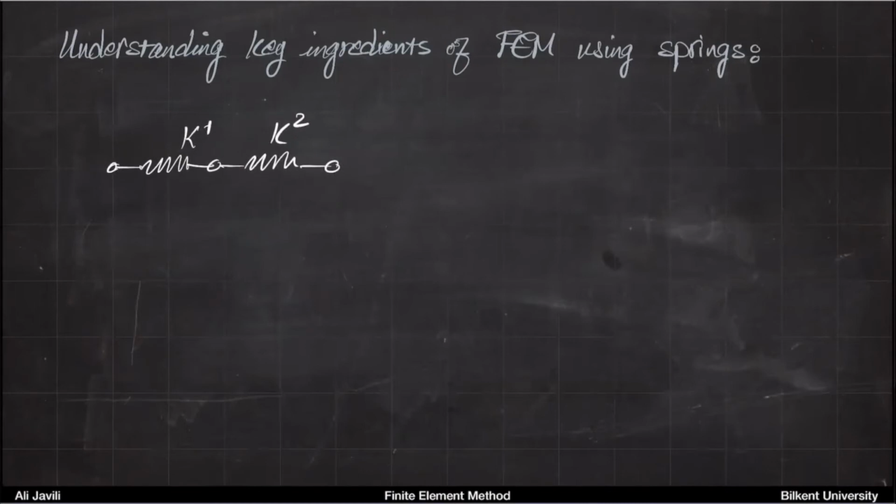Now, similar to the previous one, we need to identify nodes on this. So this would be node 1, maybe node 2, node 3. Obviously, numbering them is optional. So it's arbitrary, basically. You can choose any numbering you want.